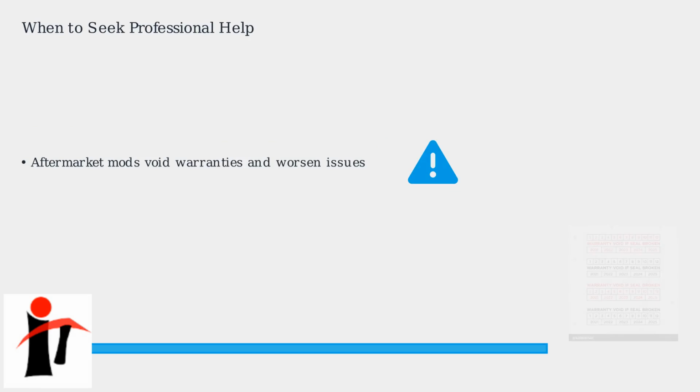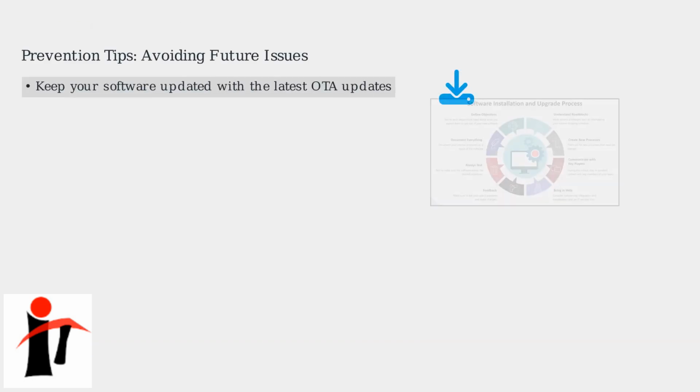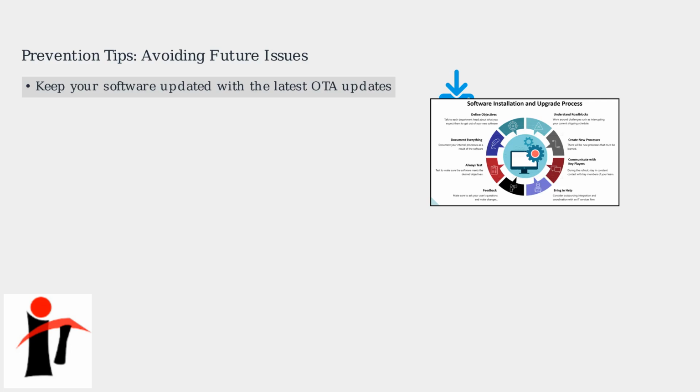Remember that aftermarket modifications can void your warranty and potentially worsen screen problems. Always consult professionals for modifications. Prevention is key to avoiding Tesla Model 3 screen issues. Start by keeping your software updated through over-the-air updates, which patch bugs and improve system stability.